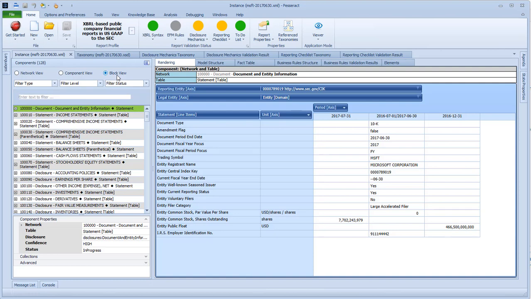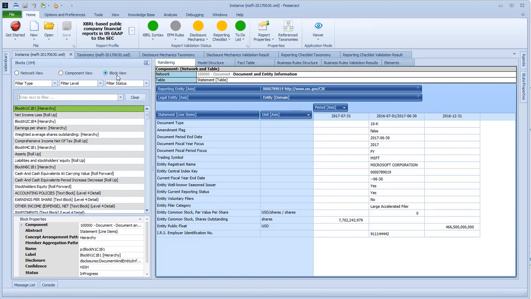So this block view, what you're looking at is the sets of information that exist in the report. So there are 194 blocks in the Microsoft report, 194 sets of information. So what I mean by a set of information, so here you see the document information. That's one set of information. It's a set or a hierarchy, as I used to call it. I'm now calling it a set. It's just a flat list of concepts. There's no numeric relations or anything.